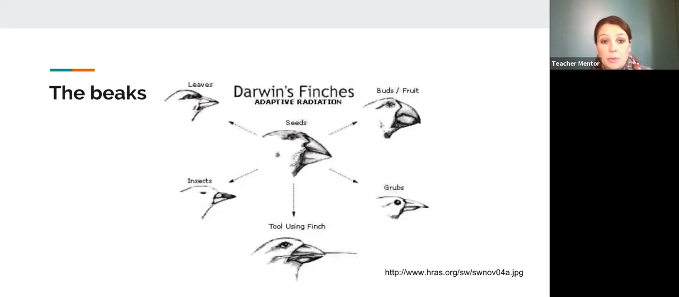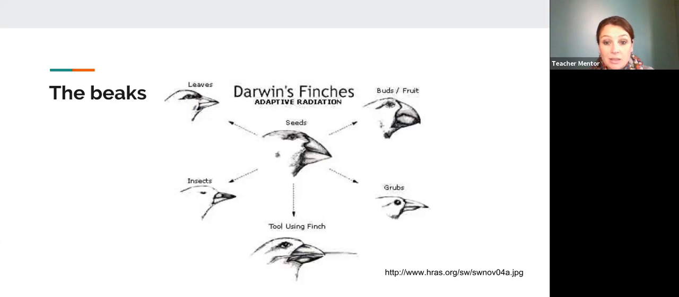So here are some examples of the beaks that Darwin noticed. You can see that some of the finches had very strong, very bulky beaks. The one in the center had the great big bulky beak for cracking seeds. The one up to the right, with buds and fruit, had a beak like a parrot's, where the top of the beak has a curve to pry things open.